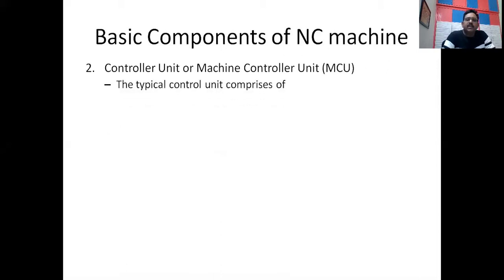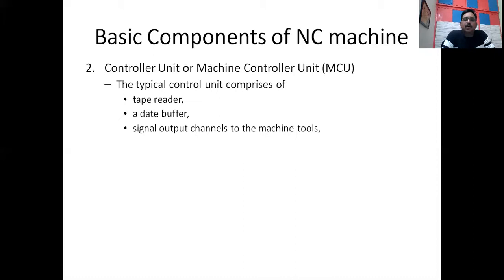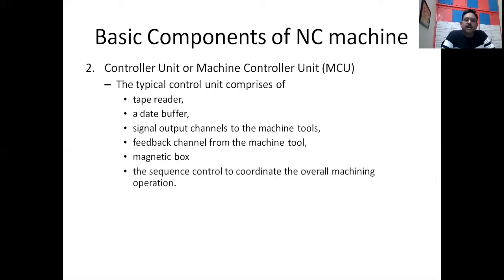Now, a typical control unit comprises certain components. In a controller unit or machine control unit, you should have certain parts in it. One is the tape reader, a data buffer, signal output channels to the machine tools, feedback channels from the machine tool, the magnetic box, and the sequence control to coordinate the overall machining operations. These are the components that the machine control unit will have.